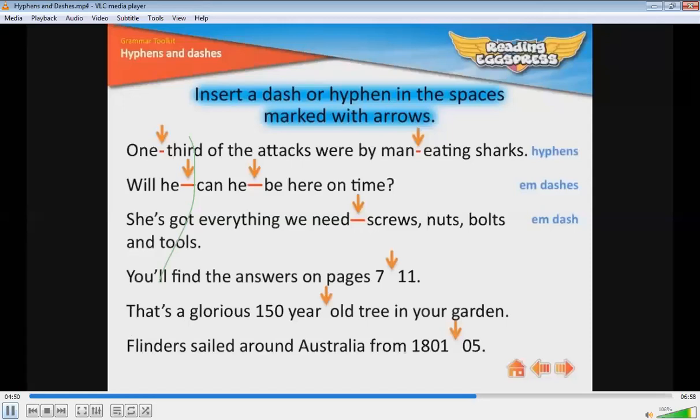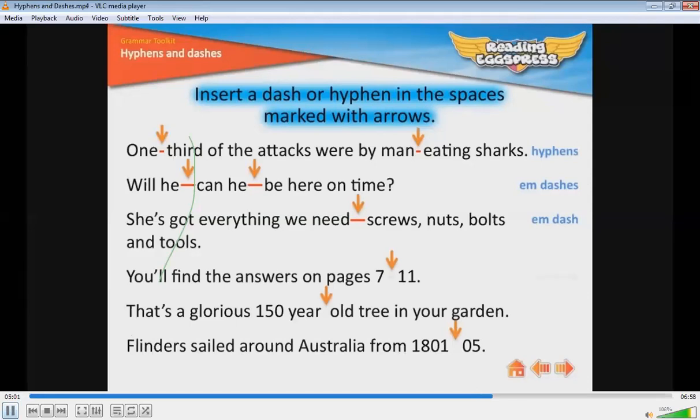"She's got everything we need: screws, nuts, bolts, and tools." An M dash is used in this sentence like a colon. So in that one here, I can use brackets instead of it. So it is M dashes. Here I can use, as you can see, the colon before screws, the two dots above each other. So instead of the colon, it will be the M dash, the longest one, okay?